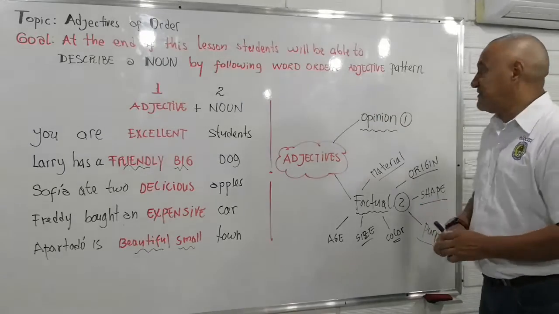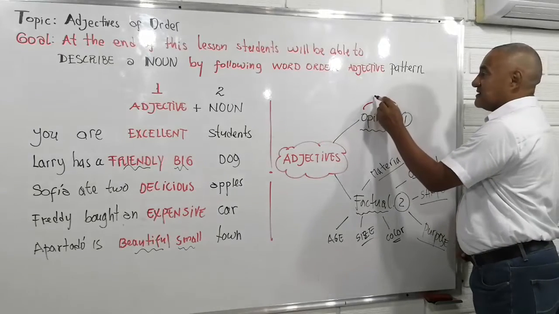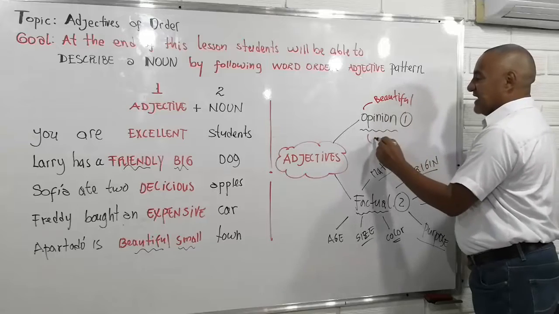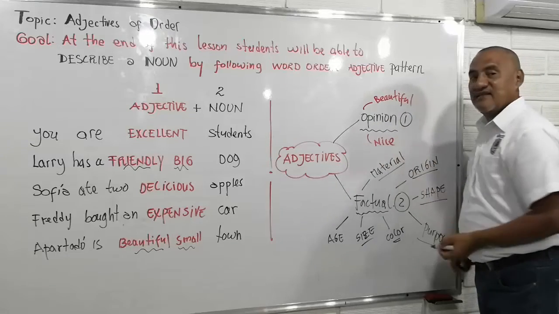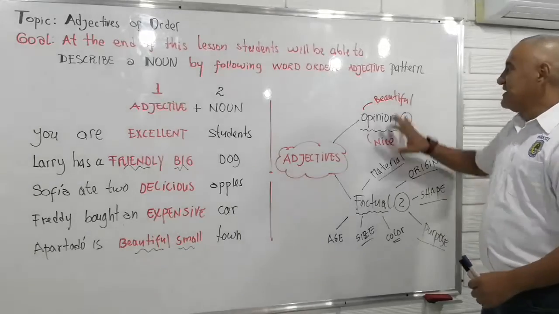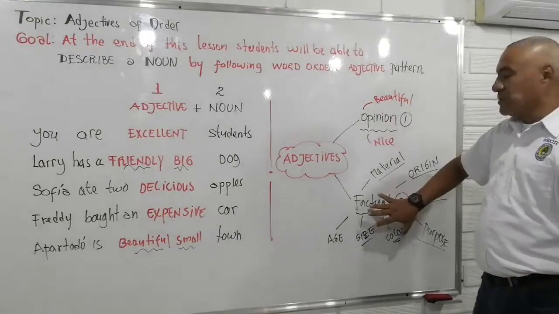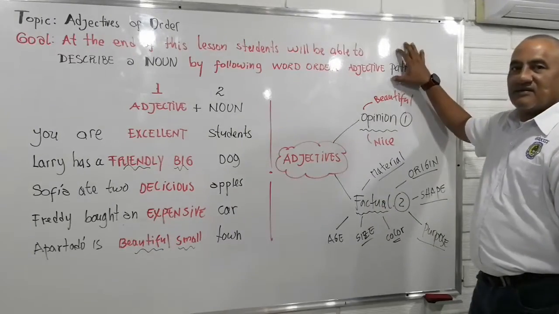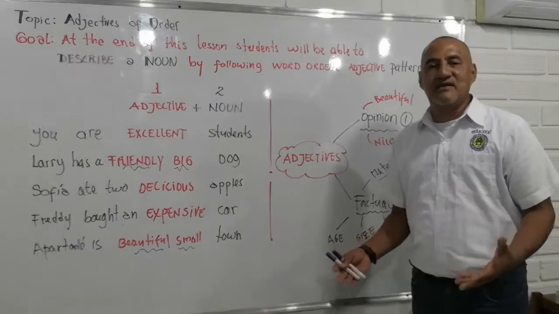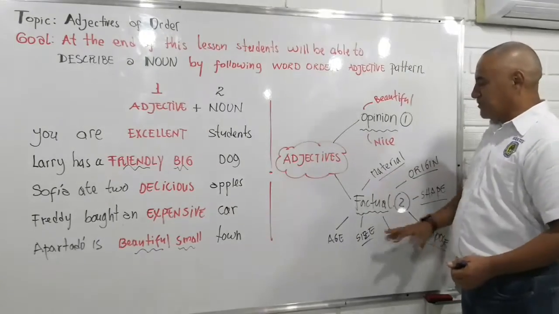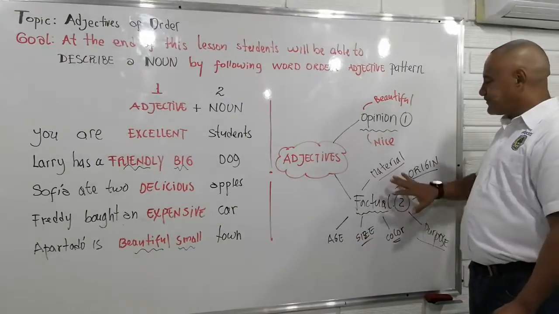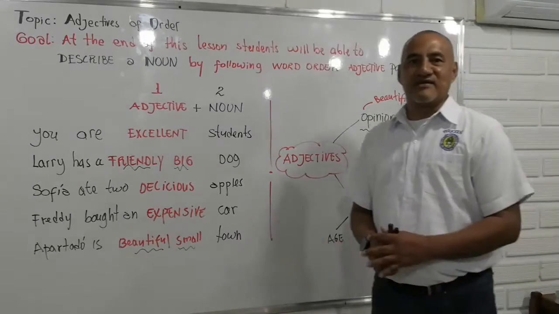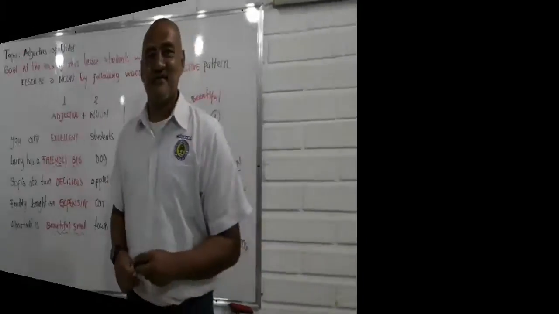Then opinion adjectives could be beautiful, nice, intelligent, etc. All right. Then after this adjective, we have to place the factual adjective. All right. That is a pattern. So now I am going to illustrate this. I am going to give you more examples about factual and opinion adjectives, and then we are going to do some exercises. Stay tuned, don't go.